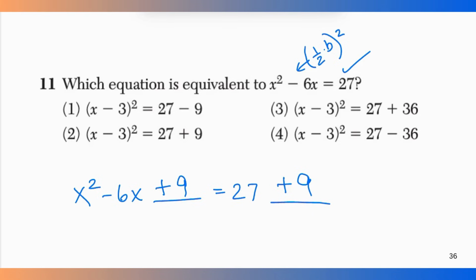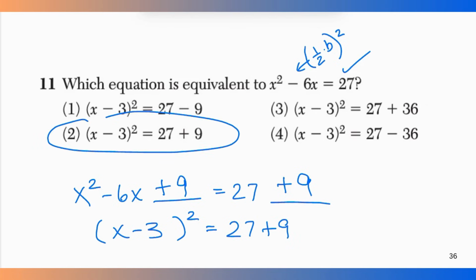Now, you can already see the only answer choice that's going to make sense is answer choice number 2 because it has 9 added to it. But just to finish the process, we will factor the left side. So when we complete the square, what happens on the left is we create a perfect square trinomial, which is easy to factor. So to factor x squared minus 6x plus 9, we're going to get x minus 3 times x minus 3, which is the same thing as x minus 3 squared, equals 27 plus 9. So answer choice number 2 is our answer here.